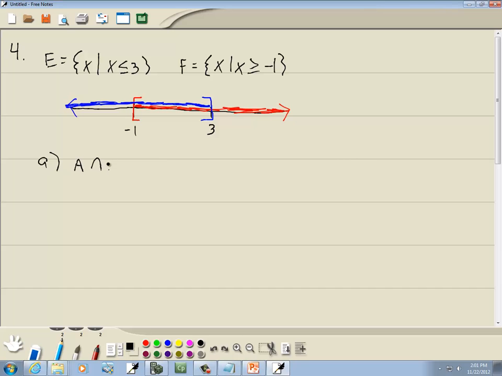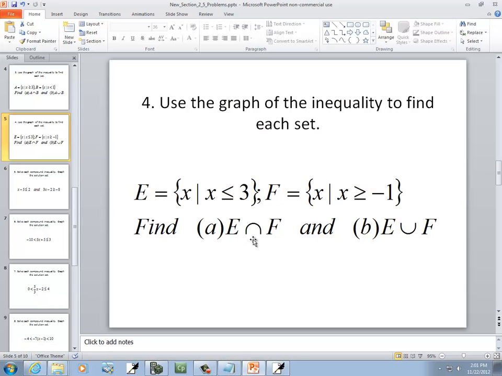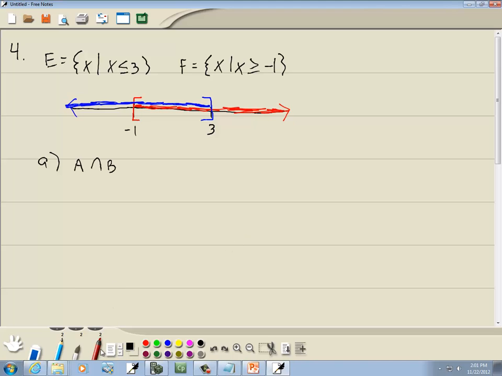Okay. Part A. Find the intersection. Of course, it's not A and B. It's E and F, but same difference. Okay. E and F. Well, remember what I said about the intersection. The intersection is where they're both shaded. What they have in common.